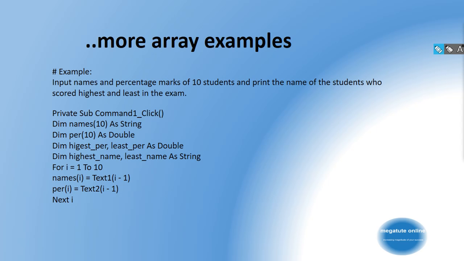Now let's see one more example where we have taken the name and percentage marks of 10 students and are printing the name of the student who scored the highest and the least in the exam. So this is an interesting example. Since I need names and percentages, I need to declare 2 arrays, one by the name names as string, another by the name percentage as double. Then we have taken variables to store the highest percentage and the least percentage, which will of course be double type, and to store the name of the student who scored the highest and the least, which will be of string type.